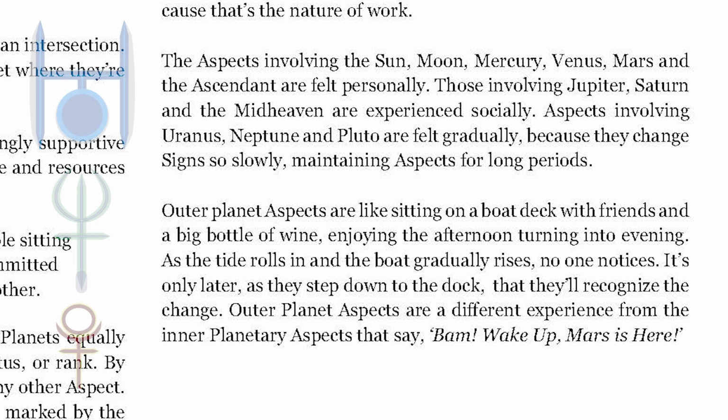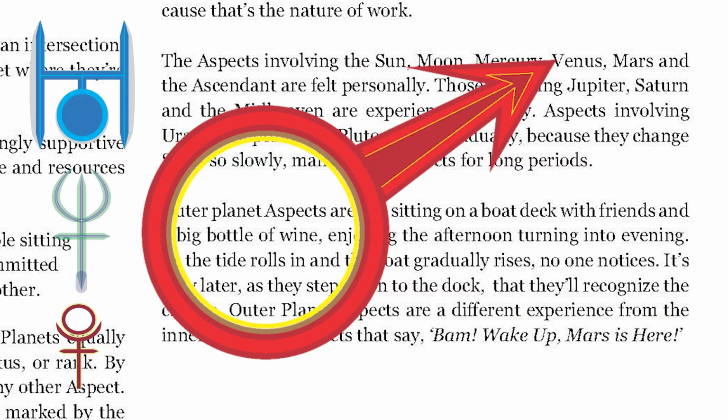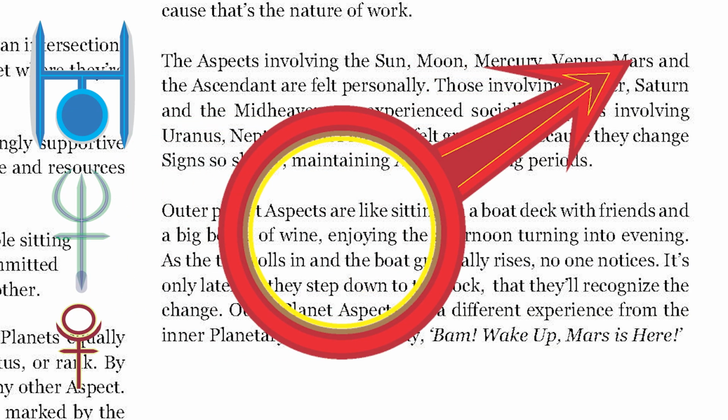Outer planet aspects are like sitting on a boat deck with friends and a big bottle of wine, enjoying the afternoon turning into evening. As the tide rolls in and the boat gradually rises, no one notices. It's only later, as they step down from the dock, that they'll recognize the change. Outer planet aspects are different experiences from the inner planetary aspects that say, bam, wake up, Mars is here.